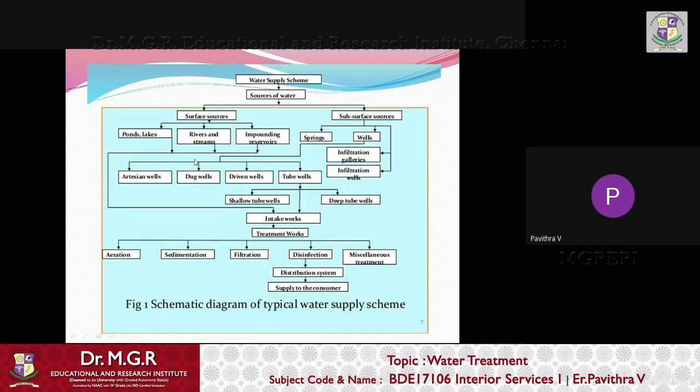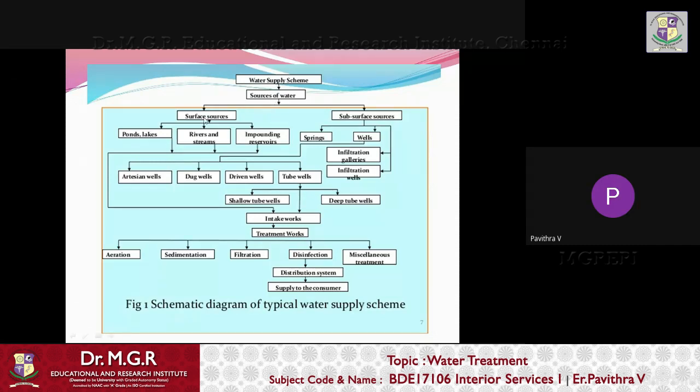After that, the intake reservoirs will be fed into the intake works, and after that the treatment will be undergone. This treatment process I have explained in the water treatment: aeration, sedimentation, filtration, disinfection, and miscellaneous treatment. After that, the distribution system, and then the supply to the consumers. Ultimately, we are the consumers. This is a simple water supply scheme: how we get the water from the surface or the subsurface, how we treat it, and how we supply it to the consumers.